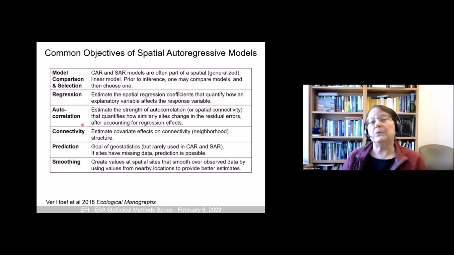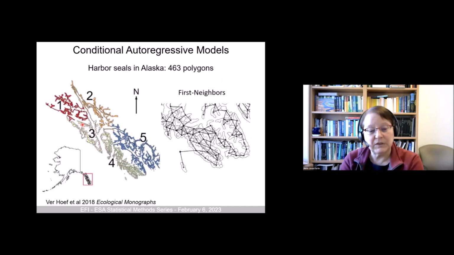And maybe why people were not using them is because they thought that CAR and SAR could only be used with a regular lattice. In this paper with J. Verhoef, it's very clear that you can use polygons. So here is information about harbor seal abundance in Alaska. There are 463 polygons, and you can just build your neighborhood using the first neighbor, the second neighbor. So you can just make a network of connectivity, and those methods can be used as well.